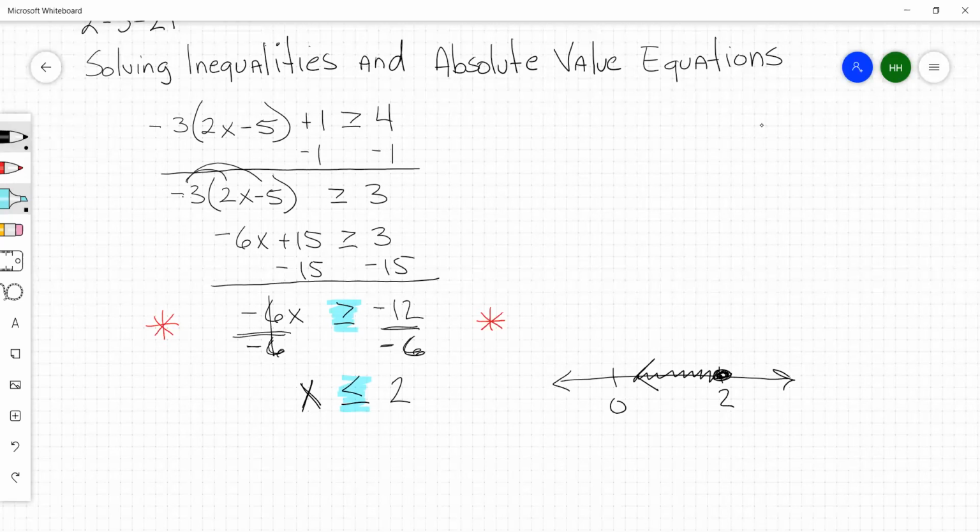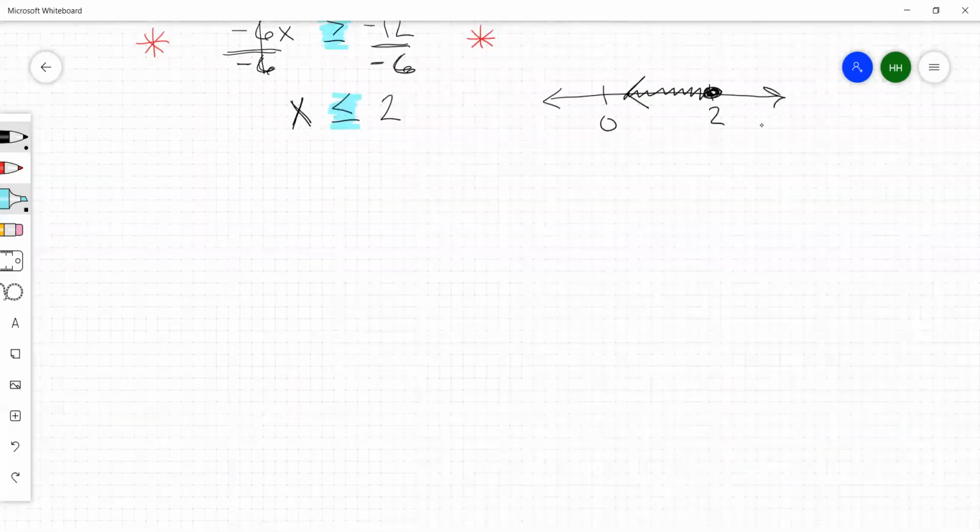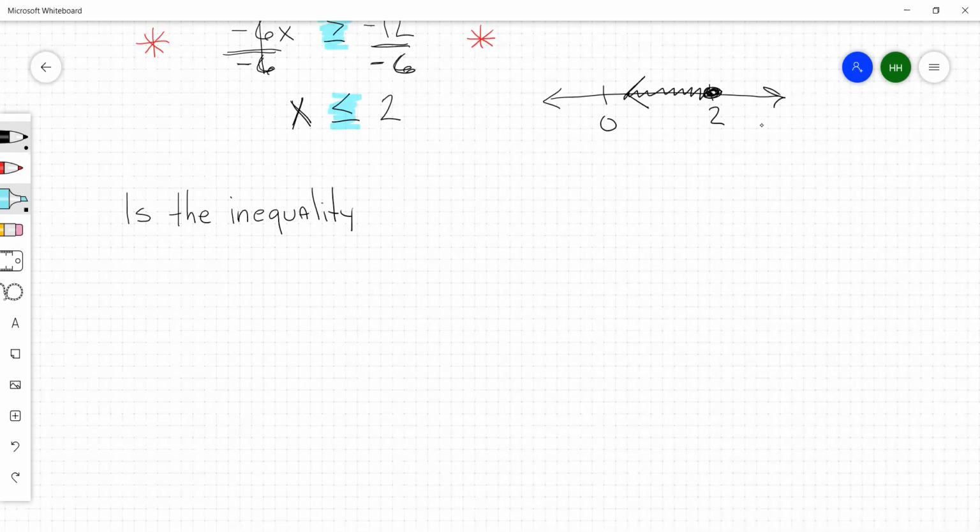All right, the other type of problem you'll see on your quiz tomorrow, the directions will be, is the inequality always, sometimes, or never true. That will be the question that you're asked. And then you'll be given an inequality.